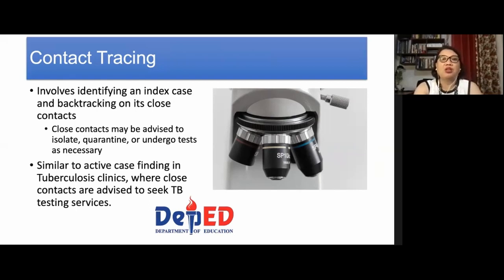Close contacts are usually advised to quarantine themselves even if they have not manifested signs and symptoms of disease yet, because we need to monitor them closely for development of any symptoms referable to the illness. This is an intervention that will prevent others from getting the disease. You're actually preventing the spread of the disease by quarantining the close contacts before they get sick.